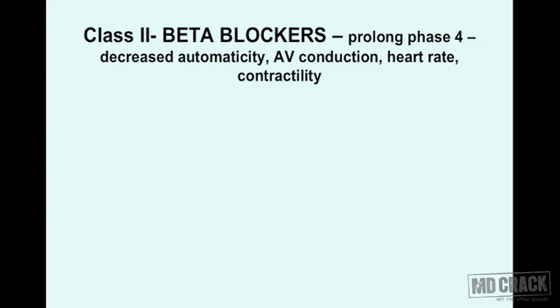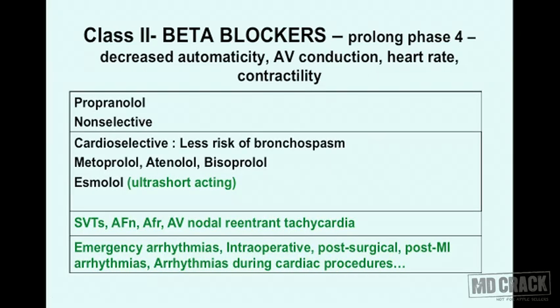And class 2 is beta blockers. They do prolong the phase 4, and they have got many effects. They decrease the automaticity, they decrease the AV conduction, they decrease the heart rate, and they decrease the contractility. I hope your autonomic nervous system is quite clear, and these drugs are the beta blockers.